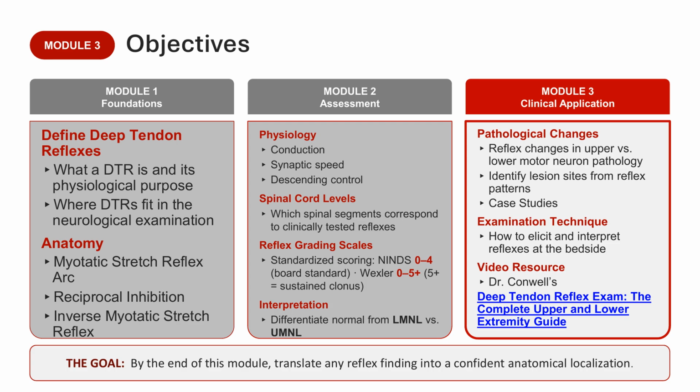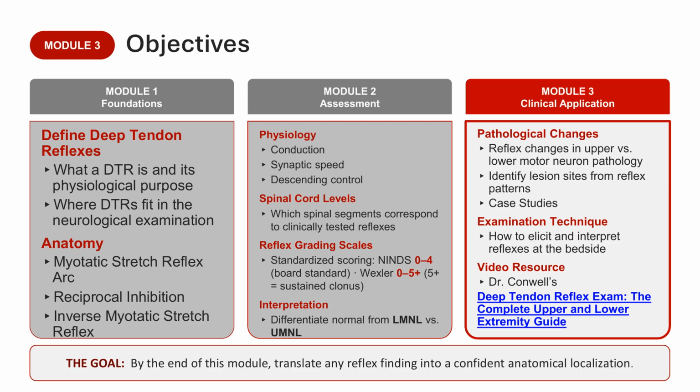Let's begin. This slide is the map of the whole series, and I want you to see where today sits within it. Module 1 was foundations. We defined the deep tendon reflex, placed it within the neurological examination, and built the anatomy, the myotatic stretch reflex, reciprocal inhibition, and the inverse myotatic reflex. Module 2 was assessment, the physiology that drives the reflex, conduction, synaptic speed, and descending control, the spinal cord levels behind each reflex you test, and grading.